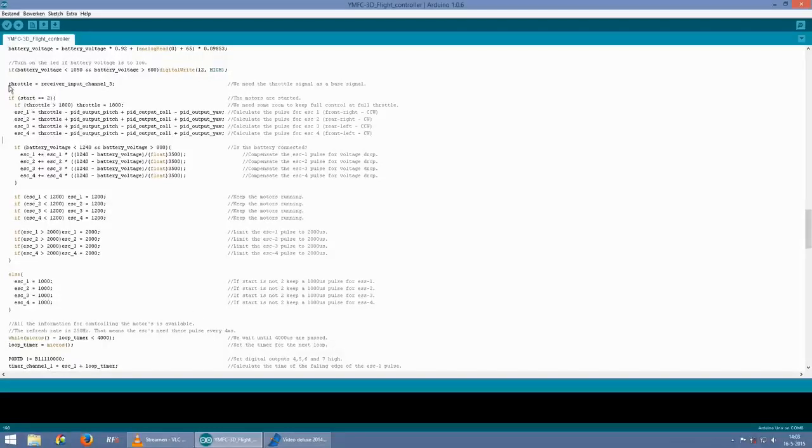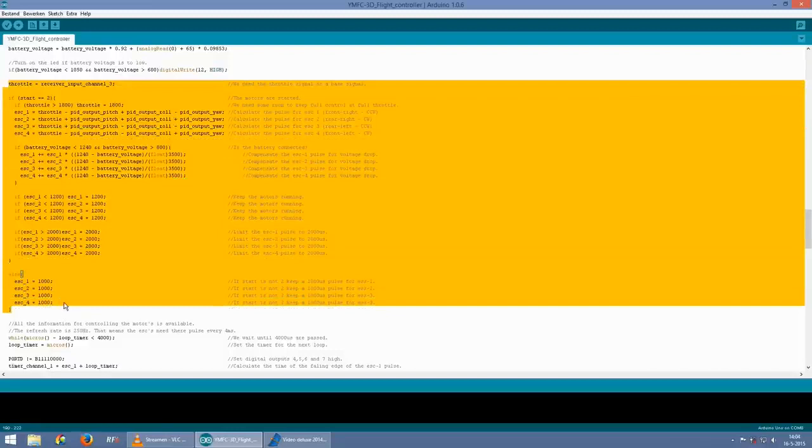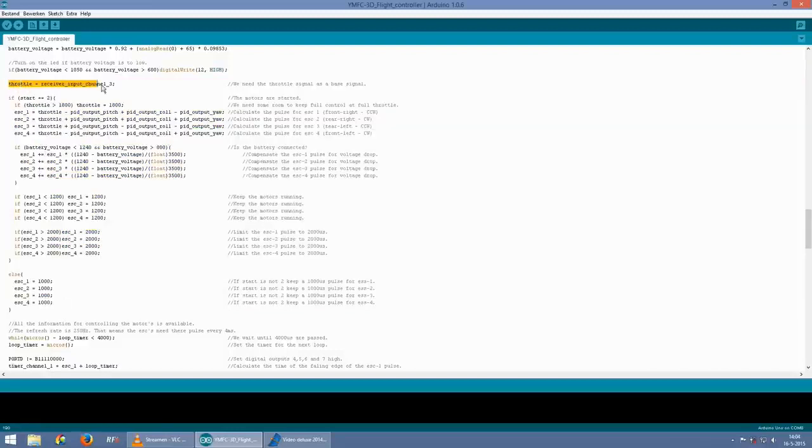In this part, the pulses of the ESCs are calculated. The throttle input forms the base of all the ESC signals and is loaded into the throttle variable. To make sure the PID controllers have enough room to correct the multicopter at full throttle, the throttle is limited to 1800 microseconds. This way the PID controllers can add an extra 200 microseconds when needed. To calculate the pulses of the ESCs, we only need to combine the separate PID outputs and add or subtract them to the throttle signal.